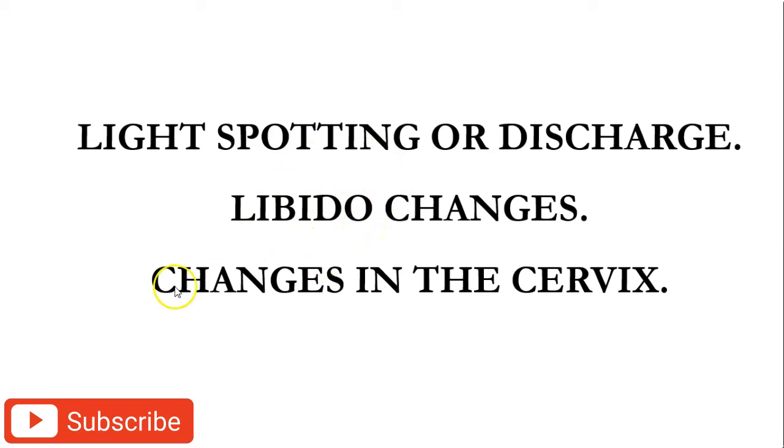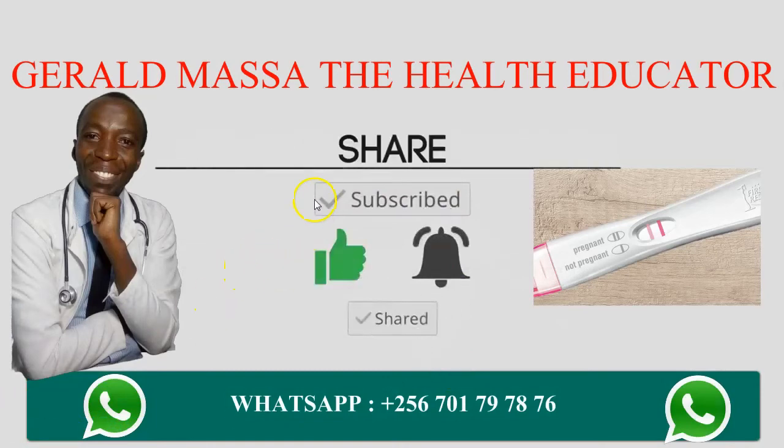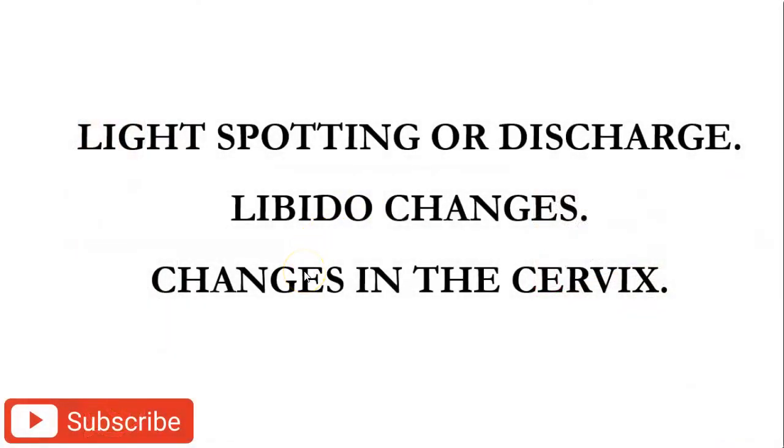Next is libido changes. Libido changes are normally due to the hormones increasing, and normally this also tends to come down. When your libido increases, more specifically around your 14th day or in the middle of your cycle, that is the time when you are most likely ovulating. You basically need to confirm this by getting some ovulation predictor kits, which can show that yes, you are ovulating.